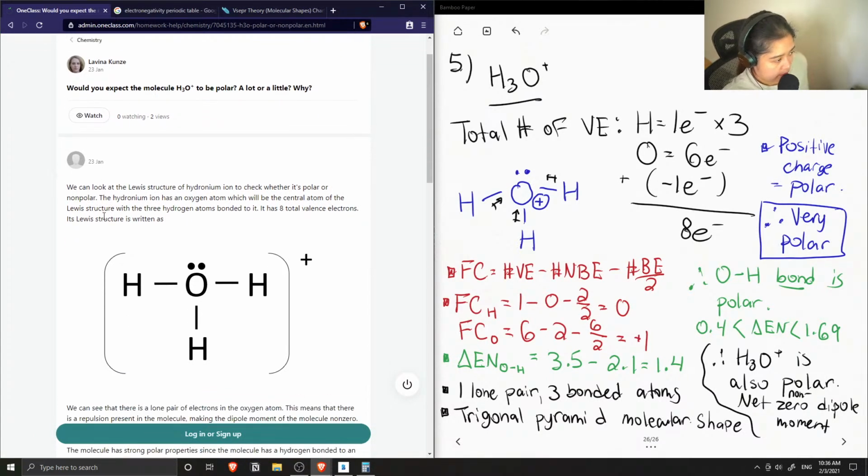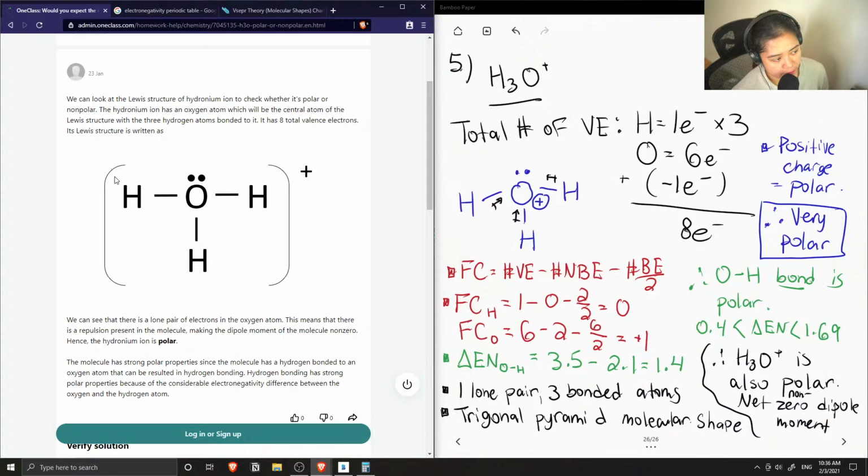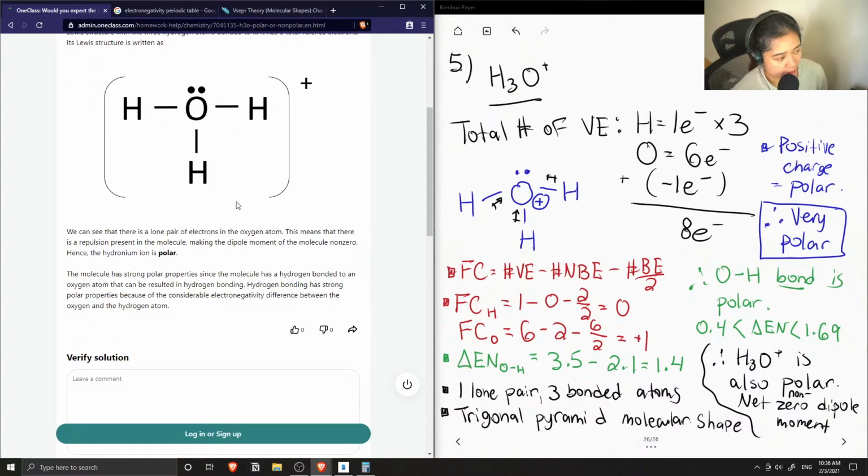And the junior tutor said that we can look at the Lewis structure of hydronium ion to check whether it's polar or nonpolar. The hydronium ion has an oxygen, which will be the central atom of the Lewis structure, with the 3 hydrogen atoms bonded to it. It has 8 total valence electrons, and it can be written like so. We can see that there is a lone pair of electrons in the oxygen. This means that there is a repulsion present in the molecule, making the dipole moment of the molecule non-zero.